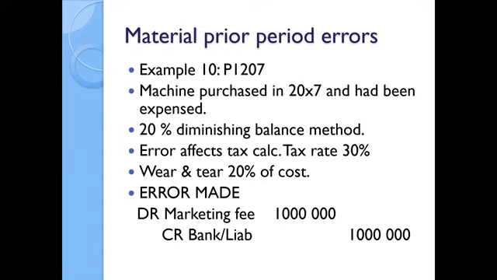When was the machine purchased? The machine was purchased 20X7. So how many years have passed? What are our opening balances? The 20X7 year and the 20X8 year have passed. So 2 years have passed, which means that we have to correct our opening balances in respect of the 20X7 and the 20X8 year on the first day of January 20X9. Okay, so that's what I mean by we need to correct our opening balances.